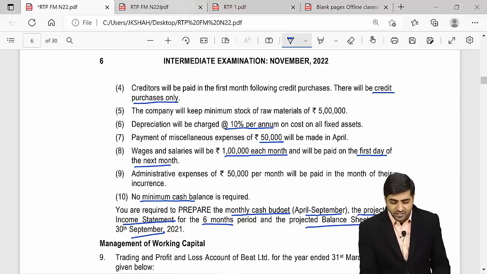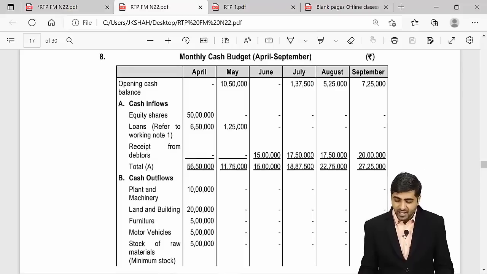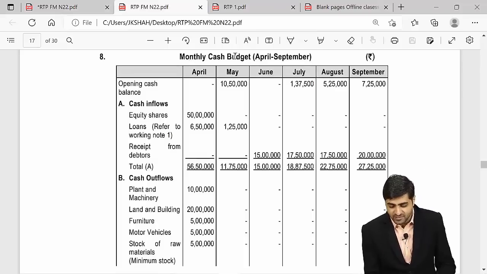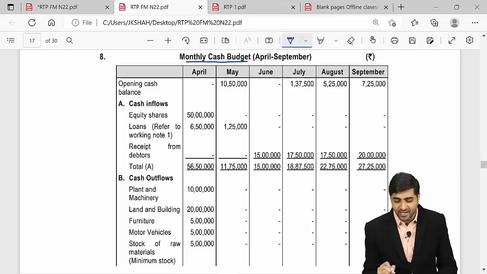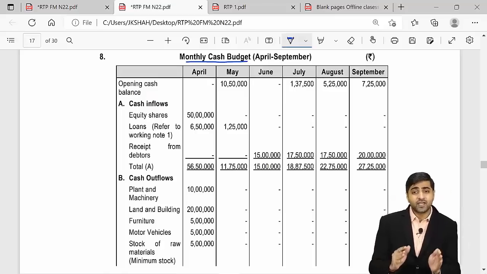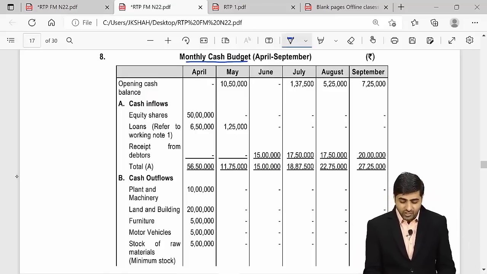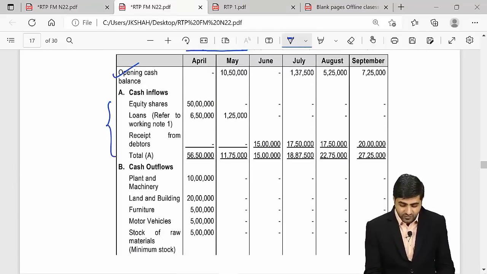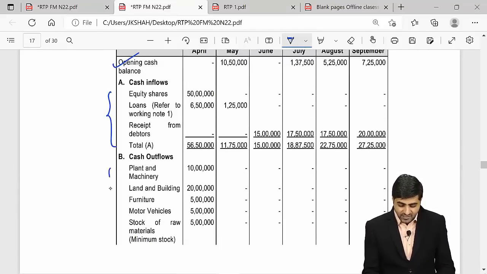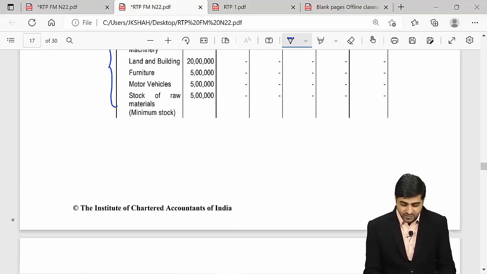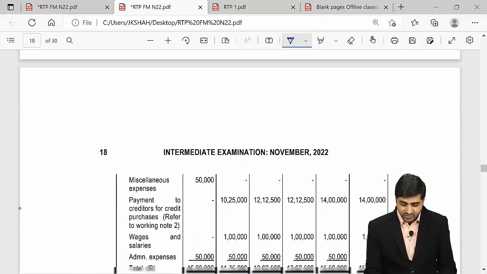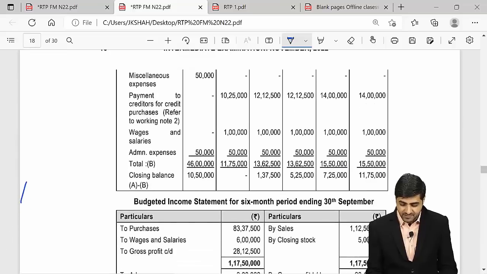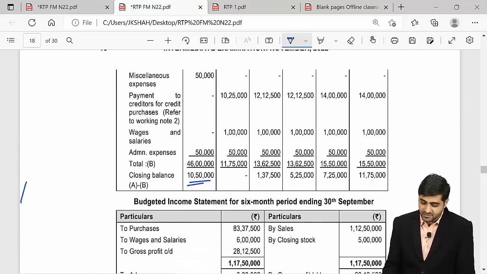So we have the solution for this available. As you can see, Institute has also first started with your monthly cash budget for the month of April to September. So here we have opening cash balance, to which we have to add your cash inflows. Then we have to subtract your cash outflows to ultimately get your closing balances. Okay, so these are your closing balances.